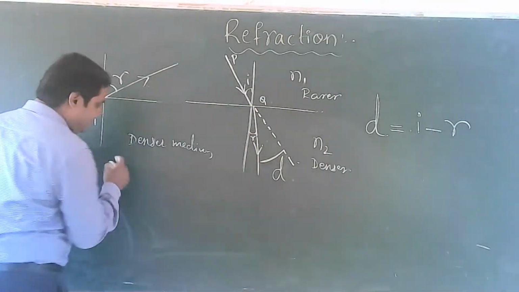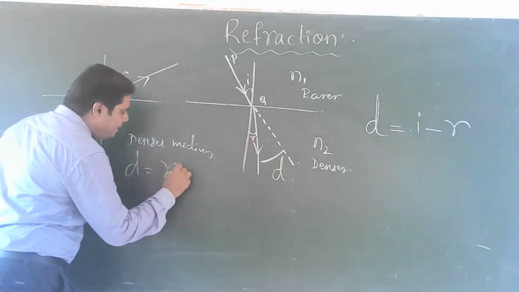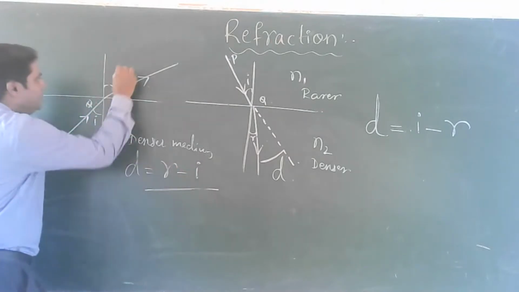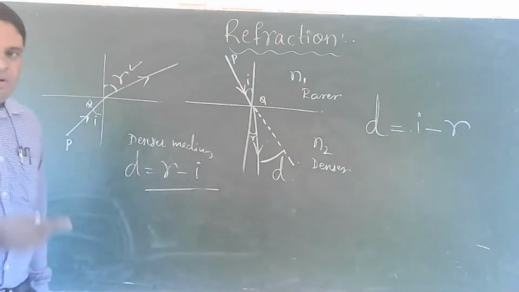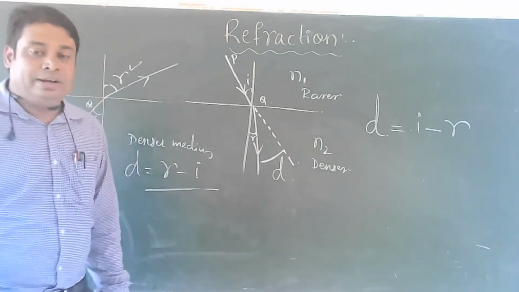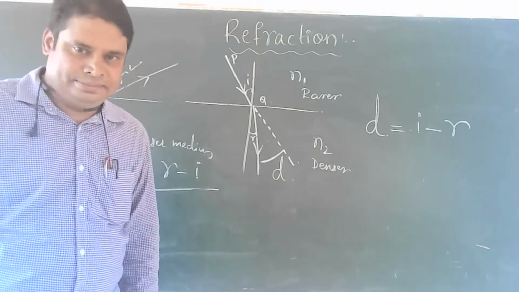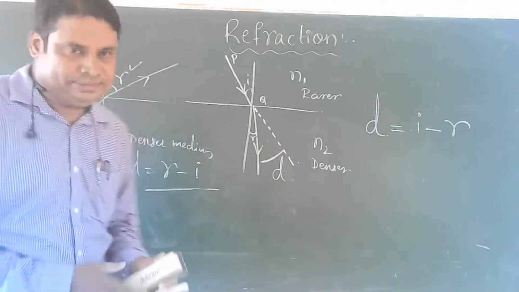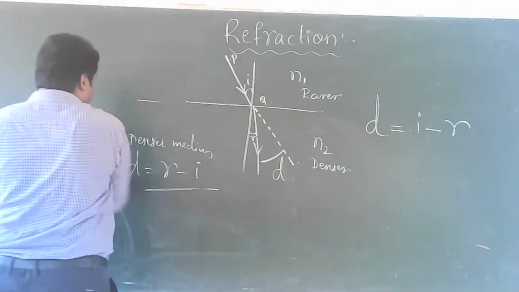Here, in the second case, the deviation will be r minus i. Definitely, the value of r is more. Automatically, d is equal to r minus i. Hope you understand. Okay.